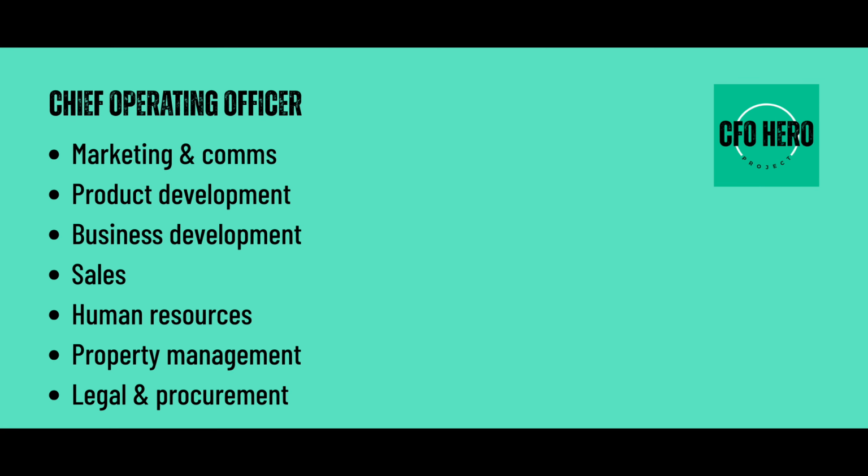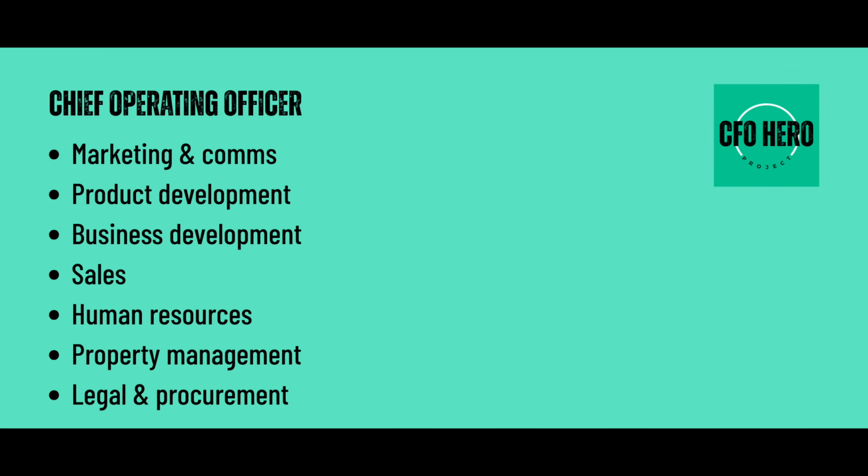Here's also where we may see human resources report into the COO. They're going to cover not just recruitment, staff management, performance development, but also things around industrial relations issues. There also can be other areas such as property management and development, legal and procurement, and any other business areas that haven't been captured under another direct report from the CEO.